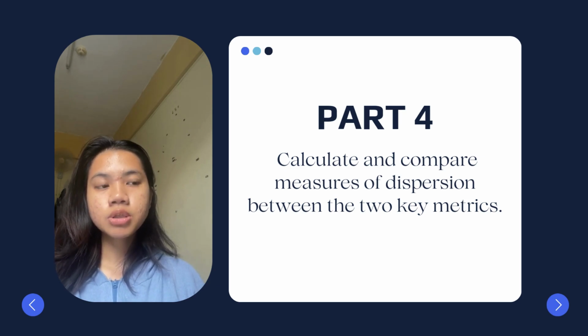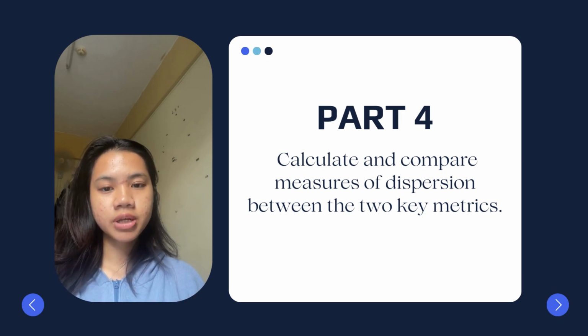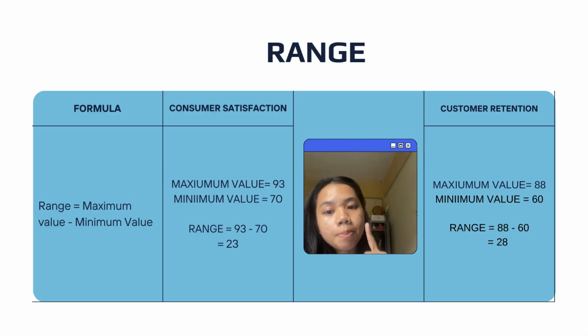Today I want to present part 4, which is to calculate and compare measures of dispersion between two key metrics, which are customer satisfaction rate and customer retention rate. Part 1 is to calculate the difference between customer satisfaction and customer retention by calculating the range. The formula for each range is maximum value minus minimum value.